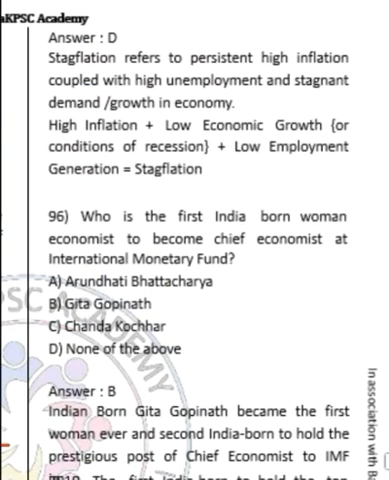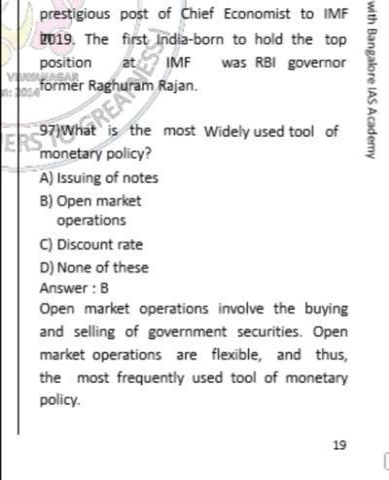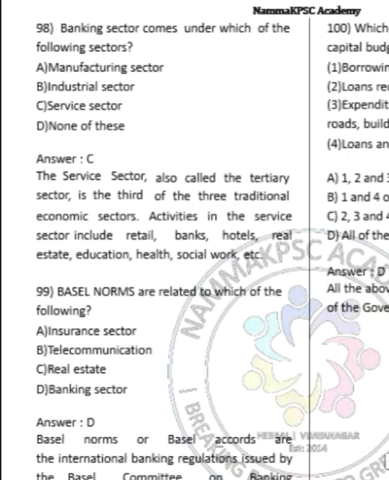Question number 96, it says, who is the first India-born woman economist to become chief economist at the International Monetary Fund? Answer is option B, Geeta Gopinath. Question number 97, it says, what is the most widely used tool of monetary policy? Answer is option B, open market operations. So here there is buying and selling of government securities either by RBI or by the banks which are registered with RBI. This process is mostly used for implementation of monetary policy in India. Question number 98, it says banking sector comes under which of the following? Answer is option C, service sector. So banking is a service sector.